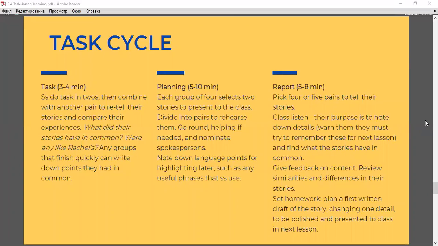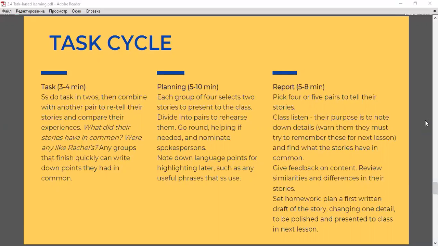We now move to the task cycle. First task, which takes 3-4 minutes: students do the task in twos, then combine with another pair to retell their stories and compare their experience. Second, planning, 5-10 minutes. Each group of 4 selects 2 stories to present to the class, divides into pairs to rehearse them, the teacher goes around helping if needed, and they nominate spokespersons.